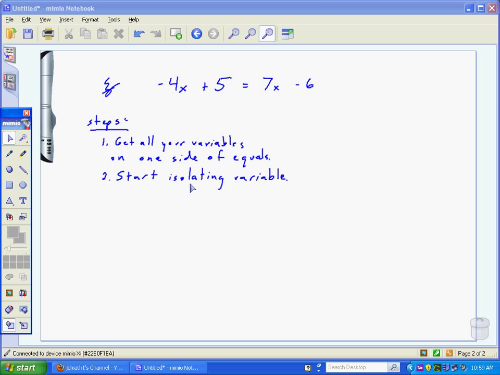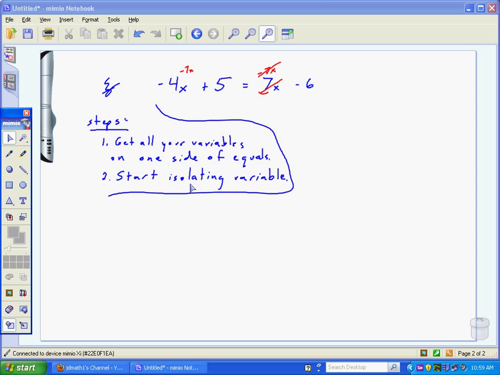In this question, the first thing I want to do is get either the negative 4x over to the right side or the 7x over to the left-hand side. Now, I always like getting the variable on the left-hand side. That's just me. So I'm going to subtract the 7x. If I subtract 7x from this side, I'm left with 0. It's gone. So when I rewrite this question out, I'll just move it over here. Sorry about the mess.